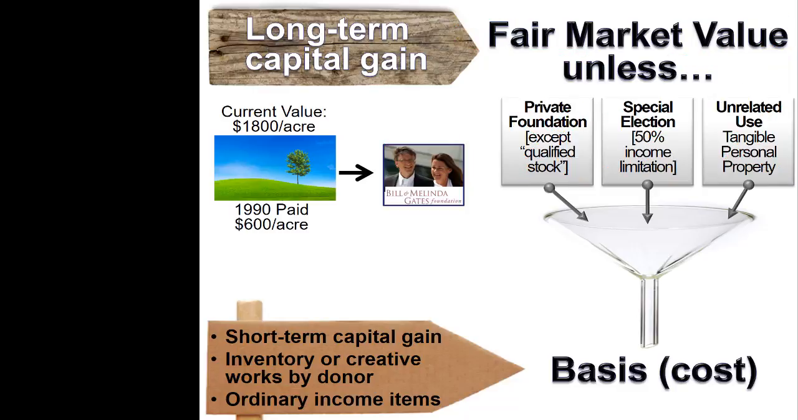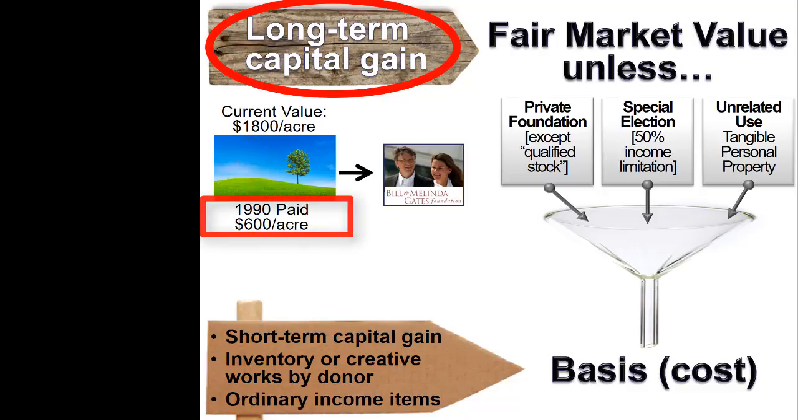Now suppose the donor has farmland that he purchased for $600 an acre in 1990, which is now worth $1,800 an acre. He contributes this farmland as a gift to a private foundation. How much per acre can he deduct for this gift? As before, we begin by recognizing that this is long-term capital gain property. First, it has gone up in value. Second, the donor has owned it for more than 12 months.